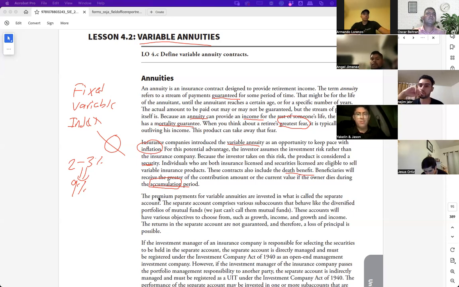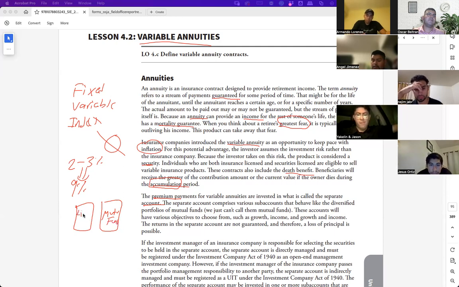All right, here it is. Premium payments for variable annuities are invested in what is called the separate account. Okay, so it's going to have two different accounts. One of them is kind of like a mutual fund. We just can't call it that, okay? And then over here, it's going to be kind of like the life insurance part. These accounts would have various objectives to choose from, such as growth, income, or regular investments.